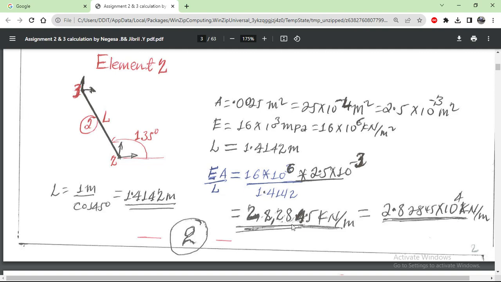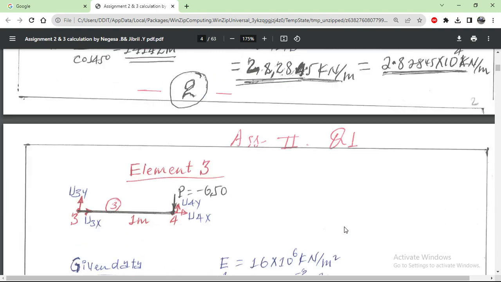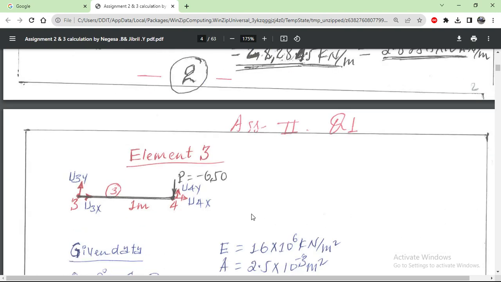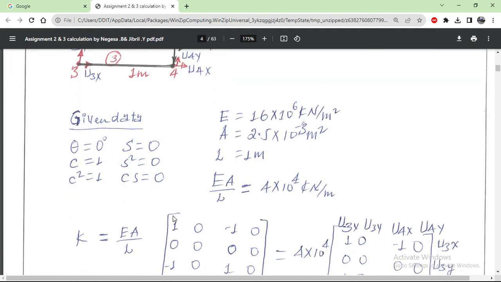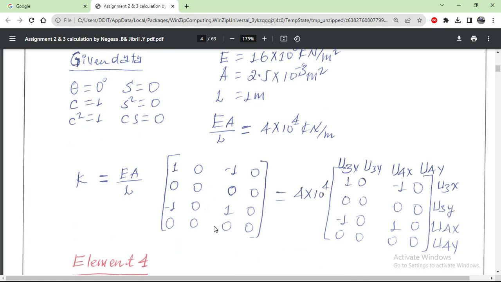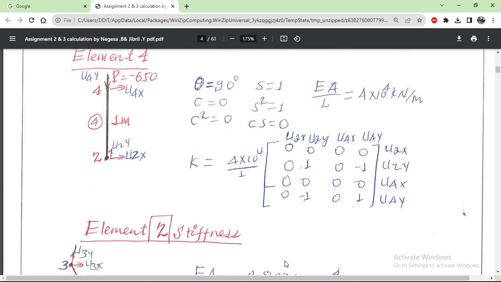Then the angle modulus is calculated in here. For element number 3 it is a straight line, theta is equal to 0. Similarly, with the equation in element number 1 we can generate every data like these ones. For element number 4 it is 90 degrees, so theta is 90 degrees. Then we generate the stiffness matrix like this one.